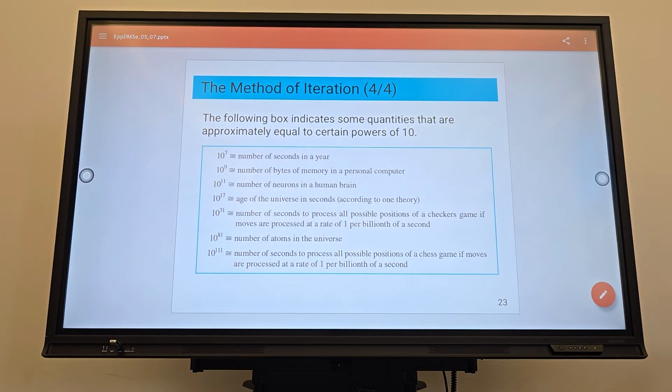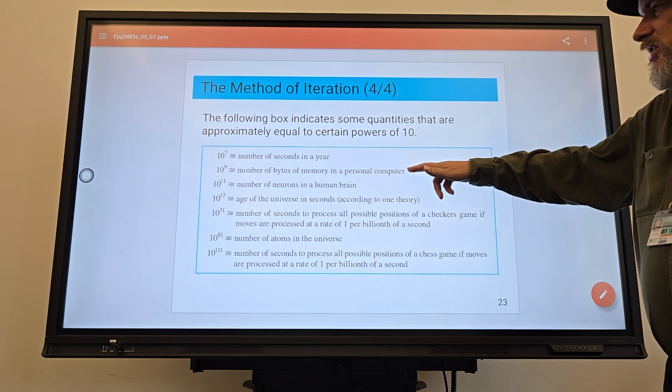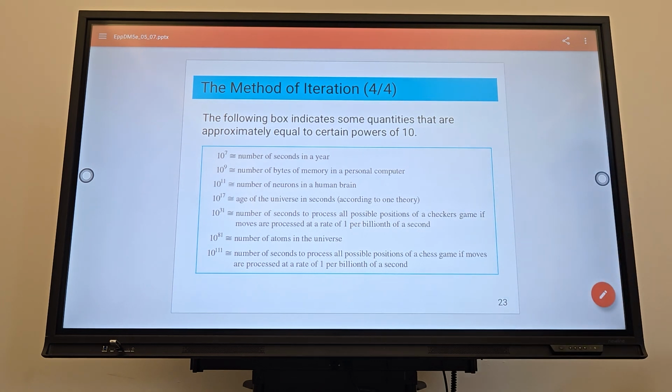This box indicates some quantities that are approximately equal to certain powers of 10. Just kind of some trivia. 10 to the 7th is the number of seconds in a year. This one's a little bit inaccurate, but 10 to the 9th is the number of bits or bytes of memory in a gigabyte computer. This is a little old. They're usually larger than that now.